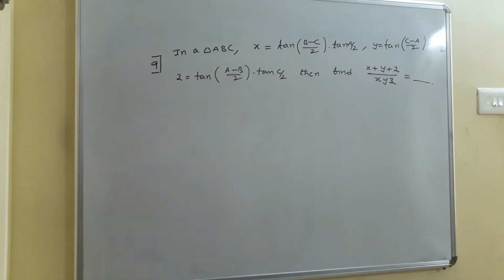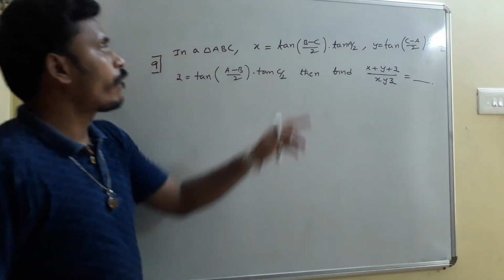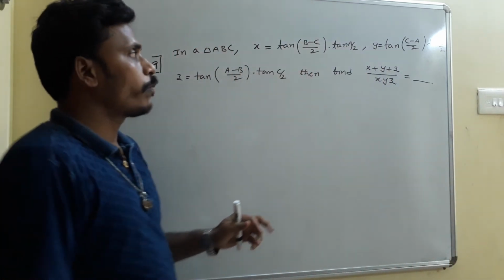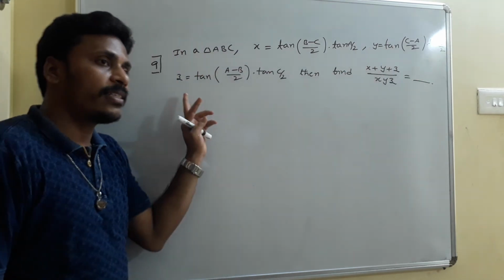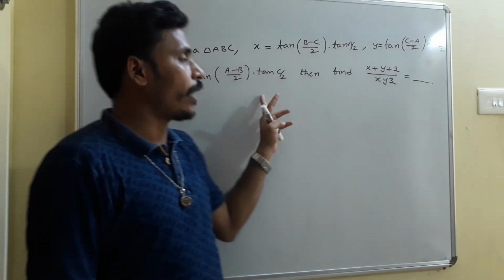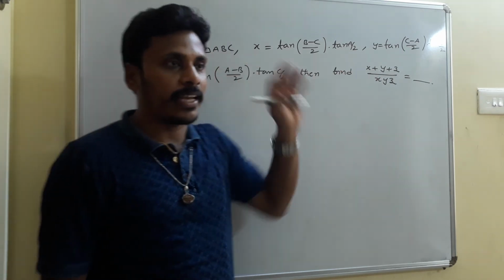See the ninth one, the next problem related to the tangent rule. Just have a look. In a triangle ABC, x, y and z are given. X is tan of (b minus c) by 2 into tan a by 2. Y is tan of (c minus a) by 2 into tan b by 2. And z is tan of (a minus b) by 2 into tan c by 2. Then we need to find the value of (x plus y plus z) by xyz.